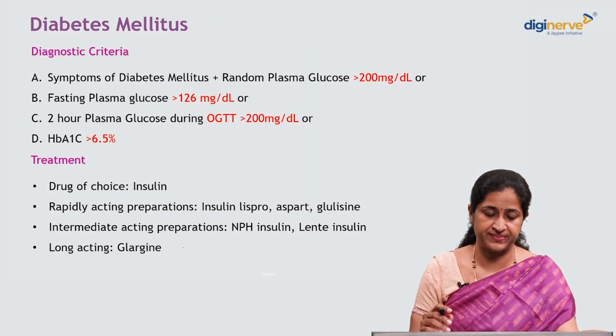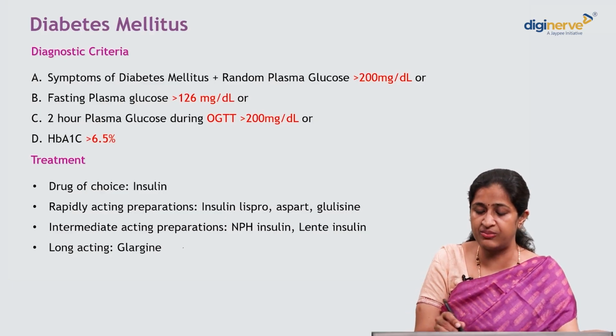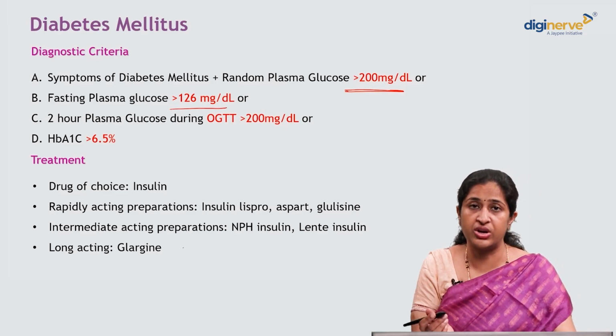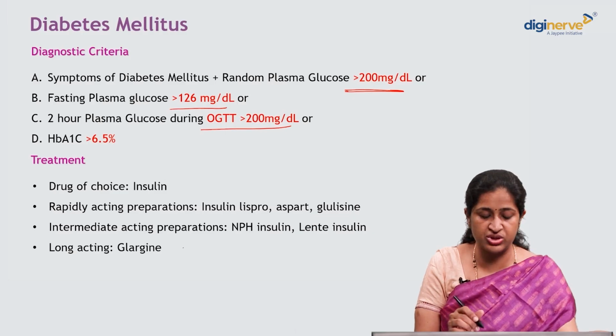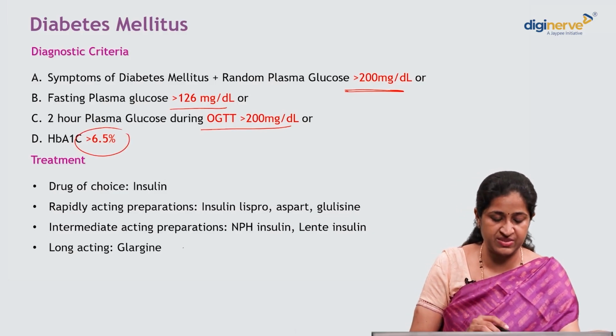it's only insulin. Diagnostic criteria are when you have symptoms with a plasma random of more than 200, or fasting plasma more than 126, or an oral glucose tolerance test more than 200, with HbA1c more than 6.5. This is how you diagnose diabetes mellitus.